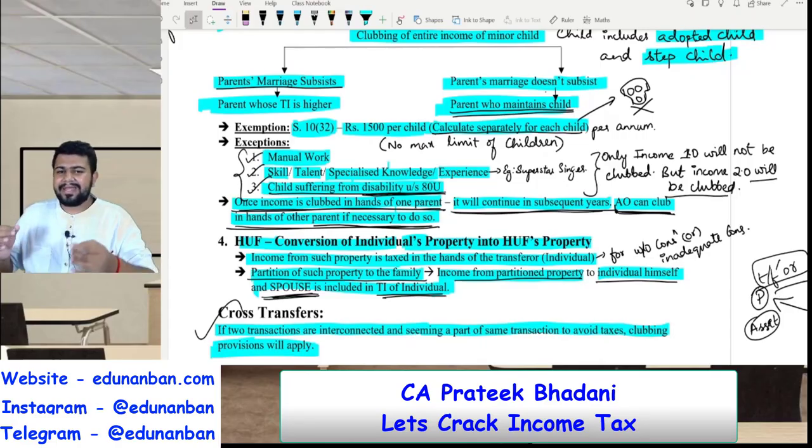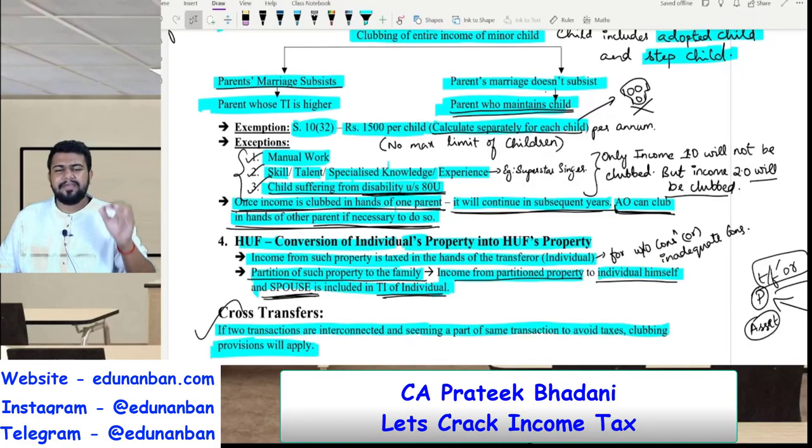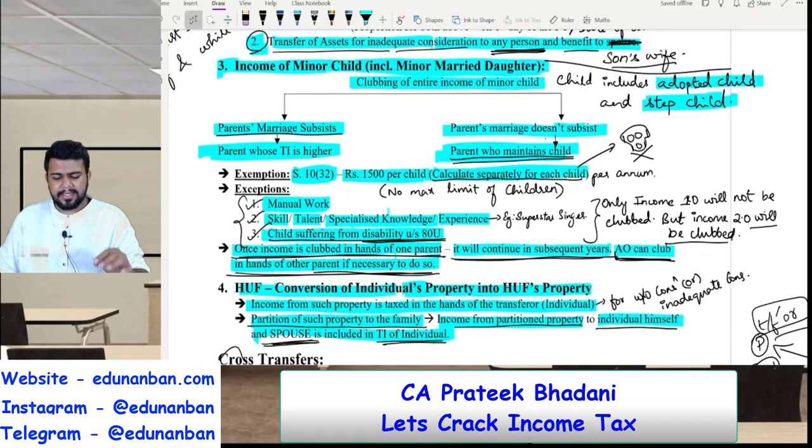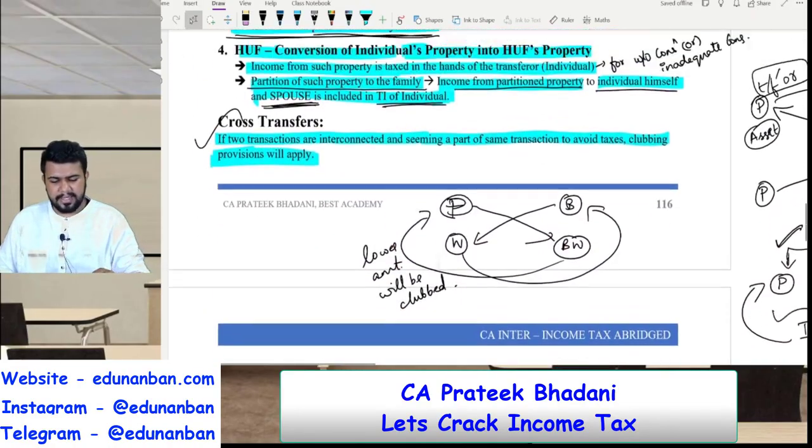However, if an income is earned because of the special talent, and if such income is invested, and if income is earned on such investment, that is, income 2.0, then even though it comes from the income from special talent, it will still be clubbed in the hands of the parents. So income 2.0 will be clubbed. So this was about the income of a minor child. I hope you are clear.